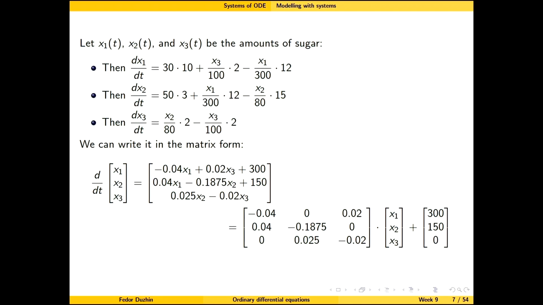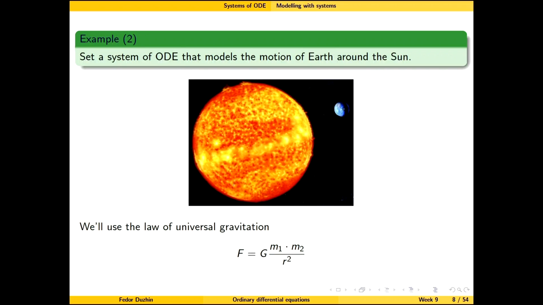So basically that's it. This is how we modeled the flow of liquids with sugar between 3 tanks. Here is another example, kind of more serious.